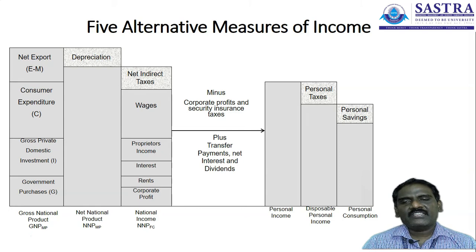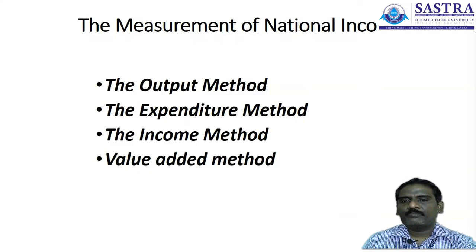Together these are the 5 major alternative measures of income. In that we can calculate the national income, personal disposable income and consumption expenditure. It can be calculated out of this. And there are measurements of calculating the national income. There are 4 important measurements we use for calculating the national income.